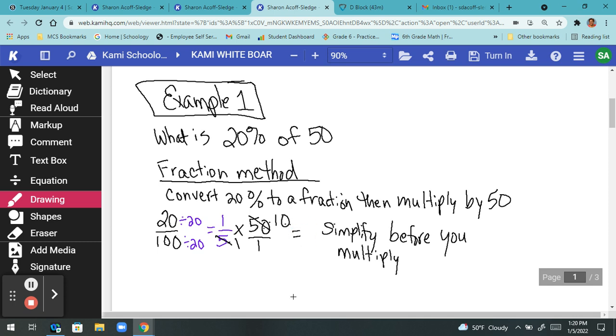Okay, but we're going to go over it again. Because y'all did the same thing about dividing fractions and then didn't do well on the test. So we're not going to assume everybody remembers, because last year was virtual. So 1 times 10 is 10. So 20% of 50 is 10.